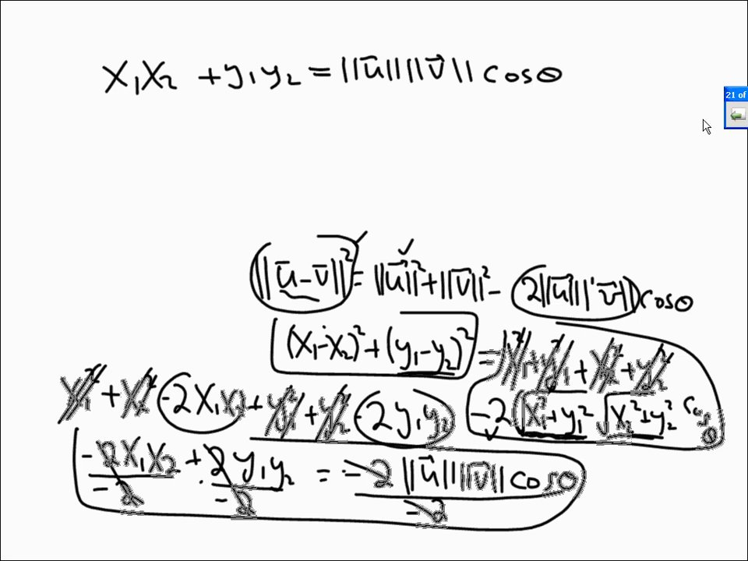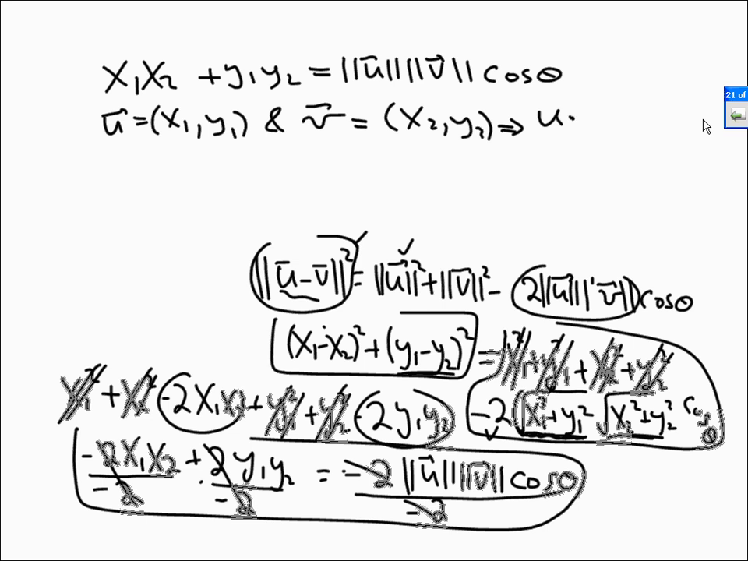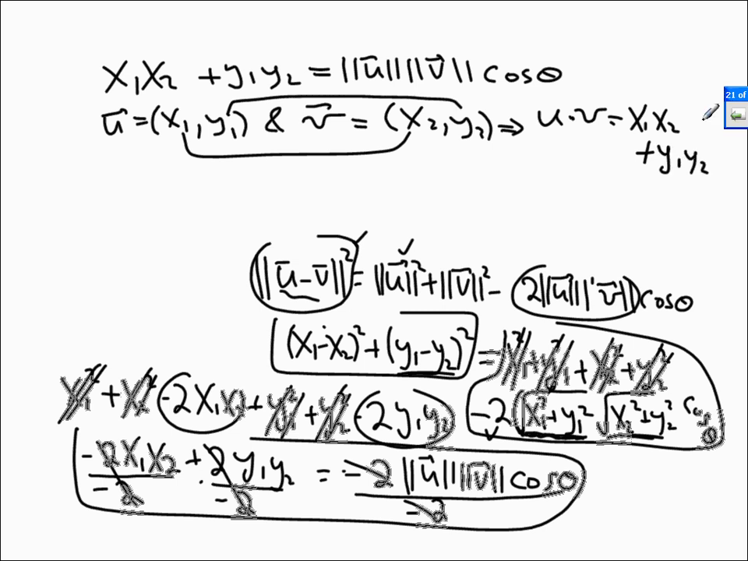Okay. Remember that u was x1, y1, and v was x2, y2. Well, look at u dot v. First you multiply the first components, you get x1, x2 plus, now you multiply the second components, y1, y2. But that's exactly what I have here.